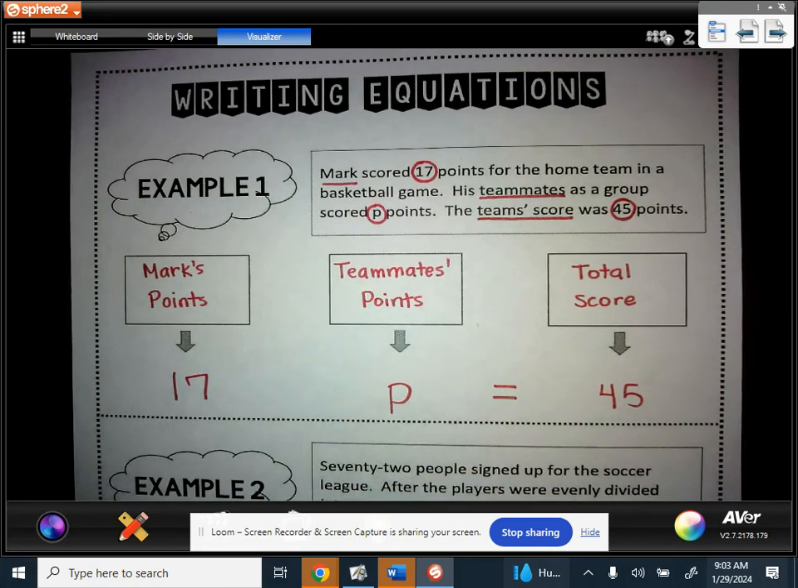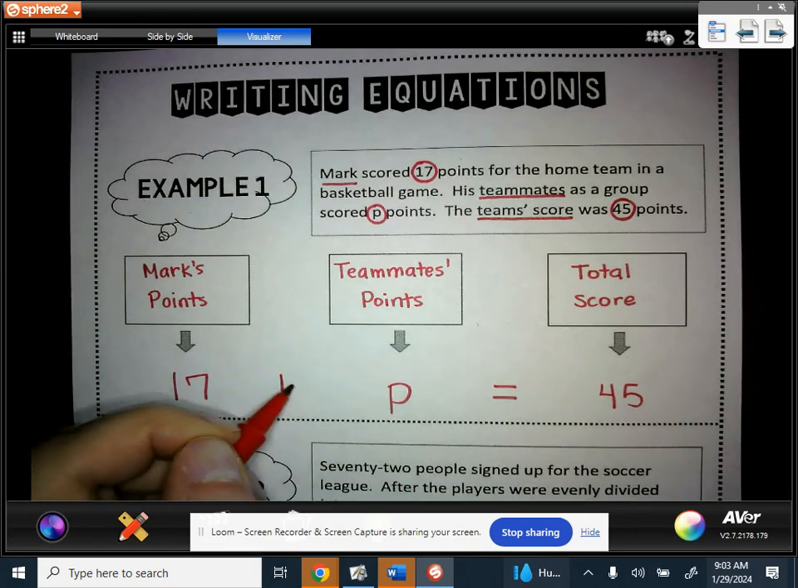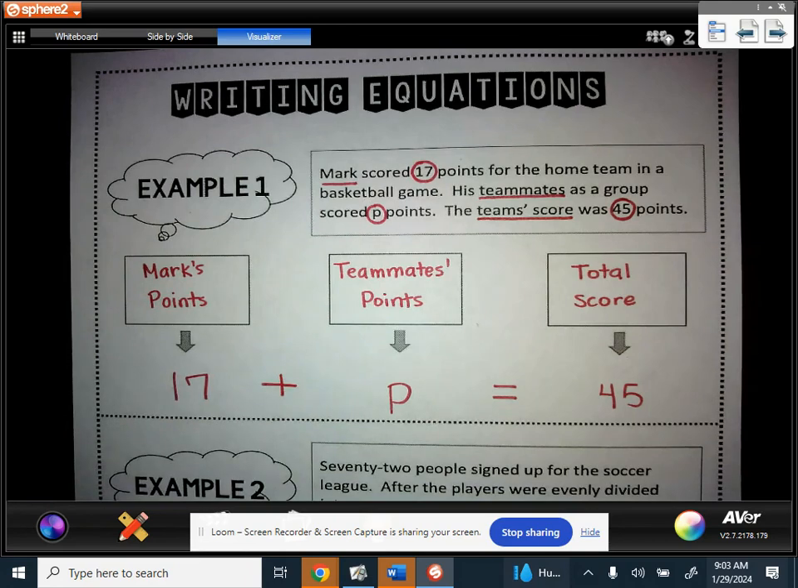So our equal sign for our equation is going to go right there because we know that the total is 45. It equals 45 all together. So if you think of what you would have to do with Mark's points and his teammates' points to find the total, you're going to have to add them together. What he scored plus what the rest of them scored equals that total of 45.